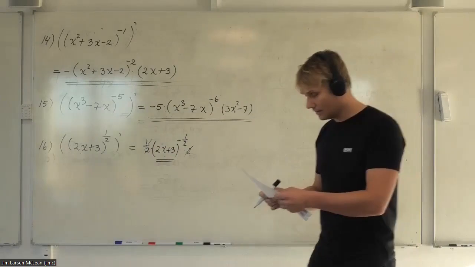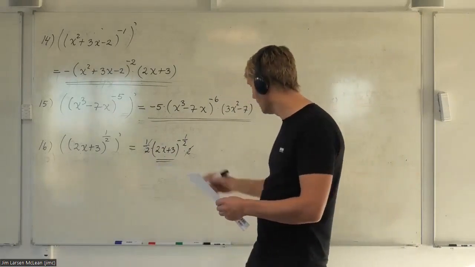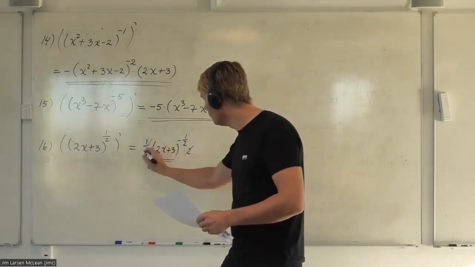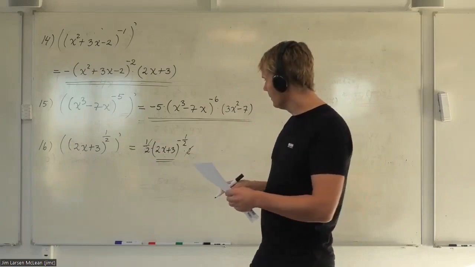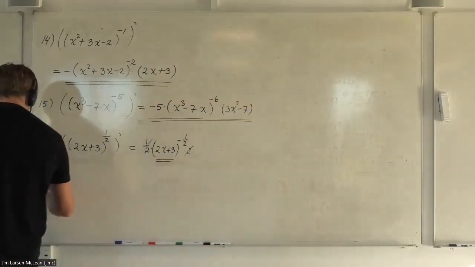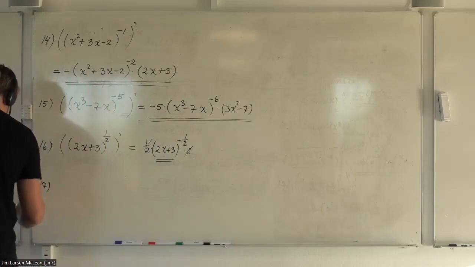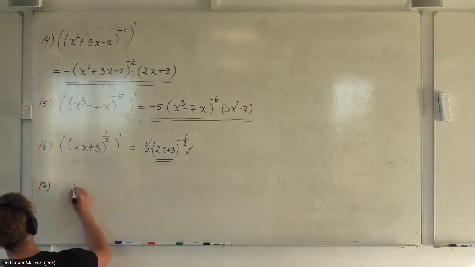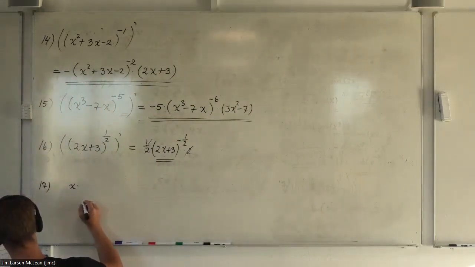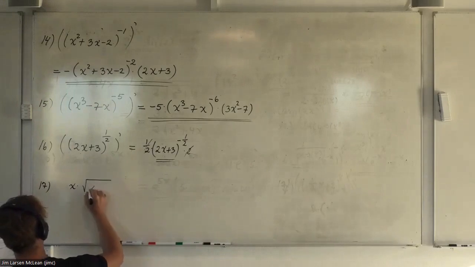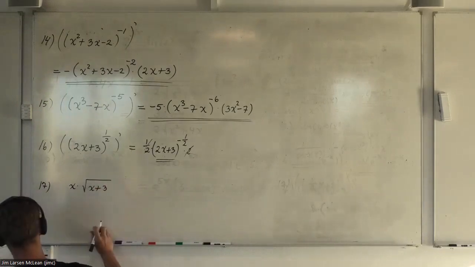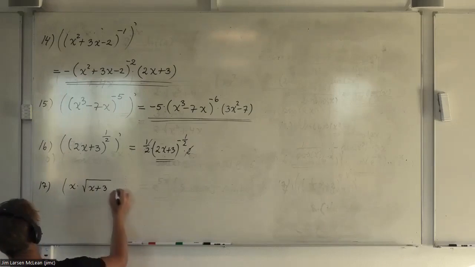That was exercise 16. It's still raised to something in the 90s. It just totally goes away by multiplying by a half. So number 17. It says x times the square root of x plus 3. And I have to differentiate this here.